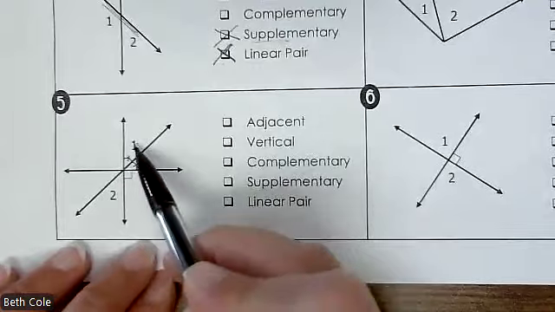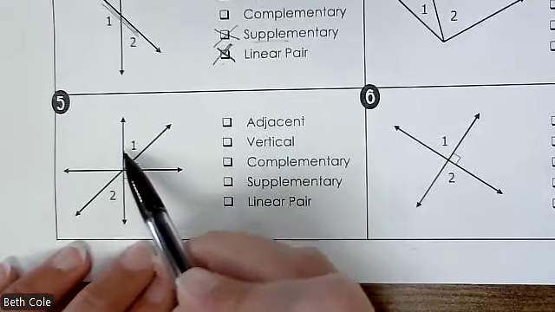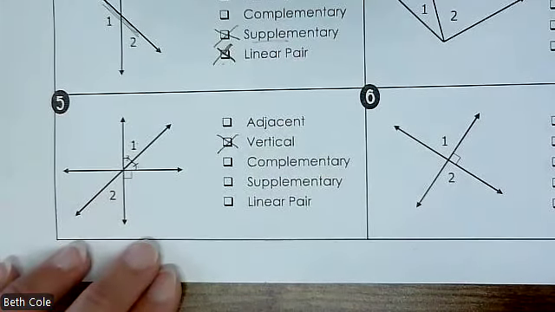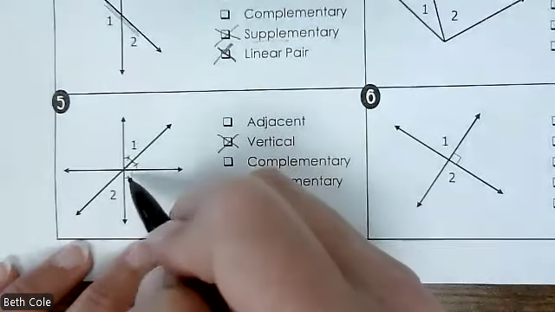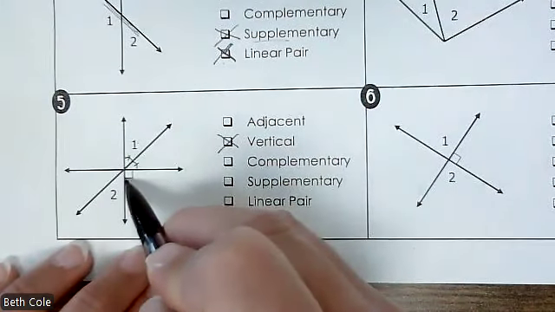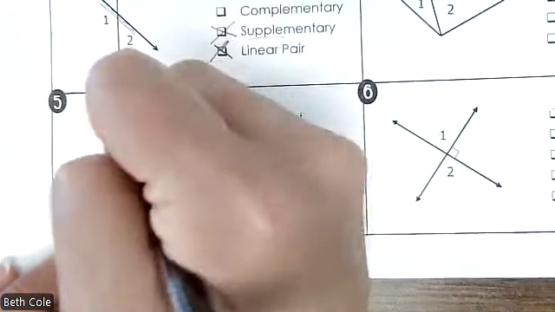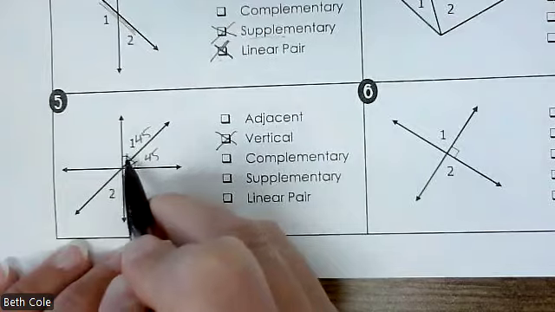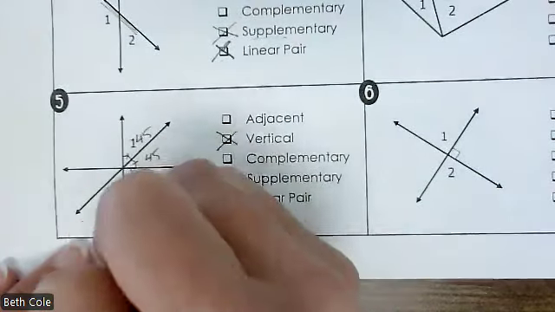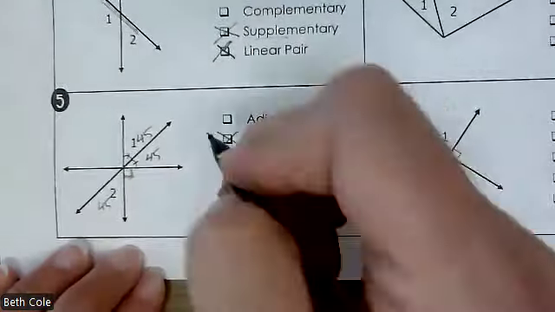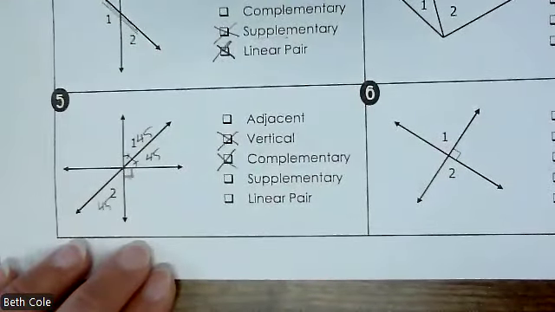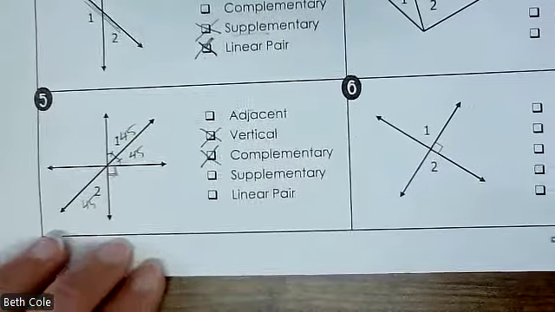Okay. So let's see, 1 and 2, they're across from each other. So they're vertical. And let's see, they don't make a line. They do make 90 degrees. If this is 90, that means each one of these has to be 45. It got split exactly in half because they're congruent. And so if that's 45 and that's 45, they add up to be 90. So they're also complementary. That was really tricky, the complementary part.